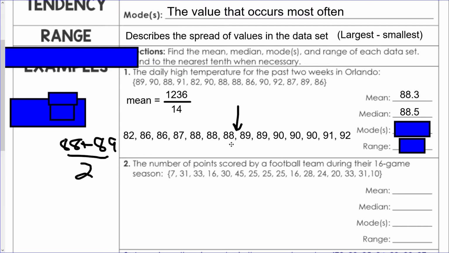So we have three 88s, we have three 90s, so our modes are 88 and 90. And the range is 10. You simply take the largest number, that's 92, minus the smallest number, which is 82. So you just get a range of 10.